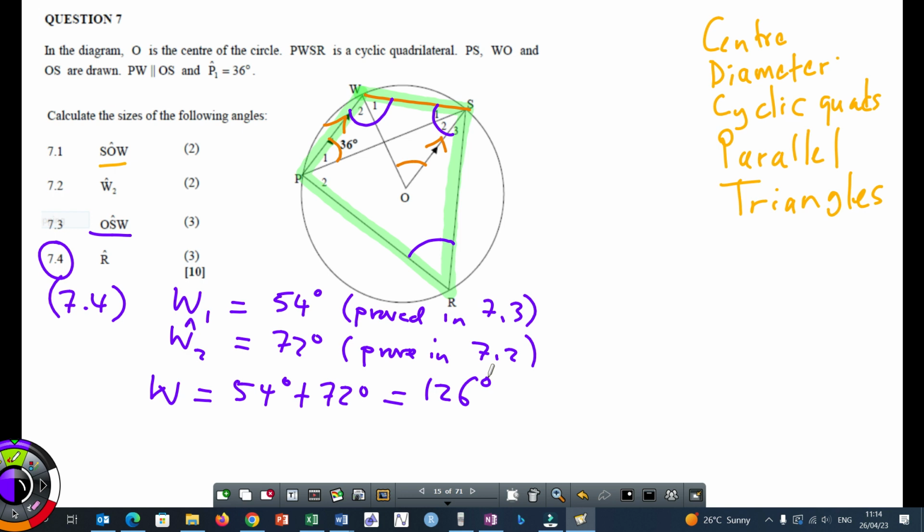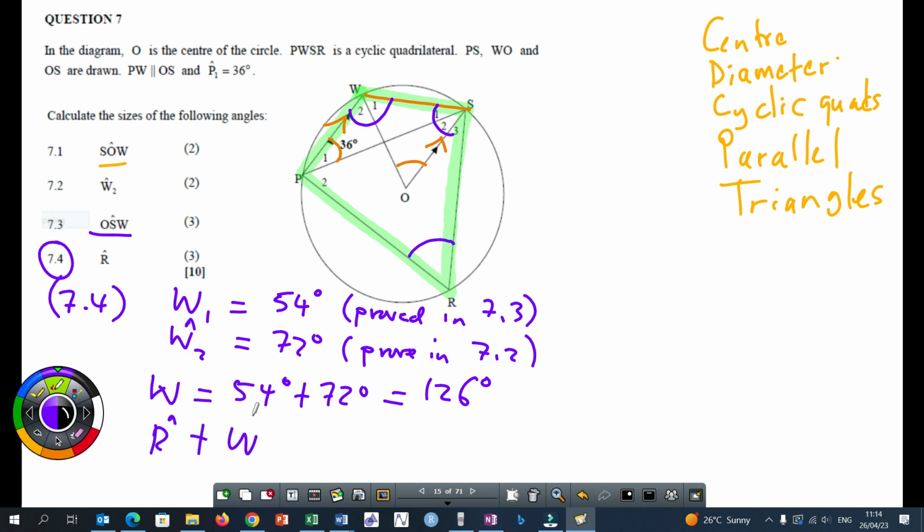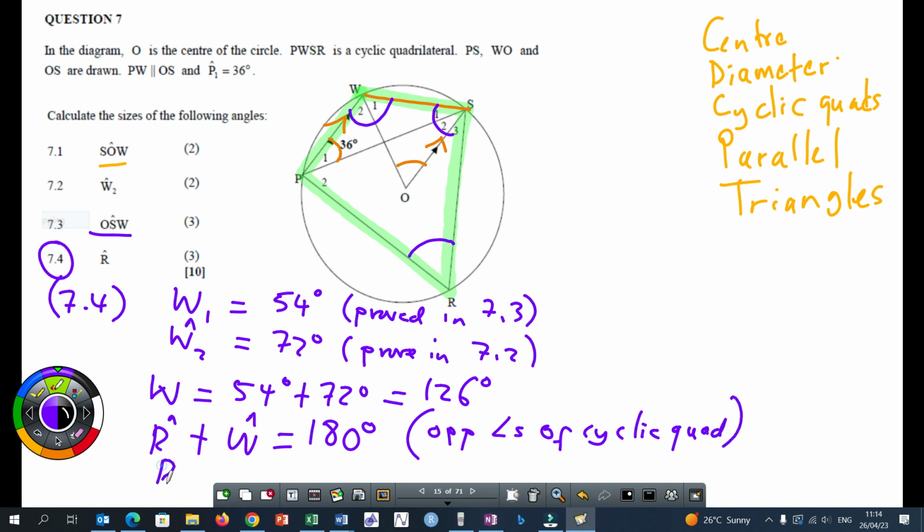But PWSR is a cyclic quad. Therefore, angle R plus angle W, they add up to what? 180. And you give your reason in here: opposite angles of cyclic quad. So what this means is angle R will be 180 minus 126 degrees, and you get what? 54 degrees. And that's it.